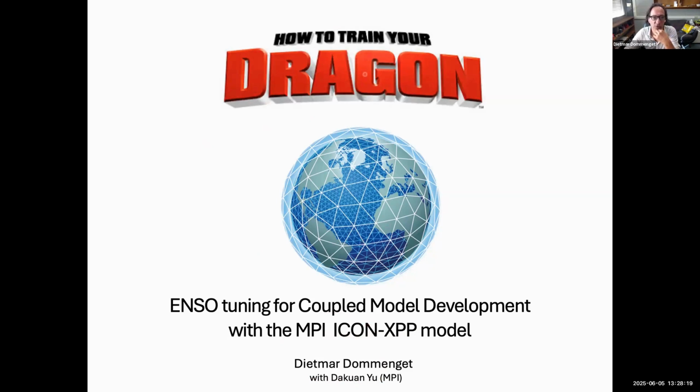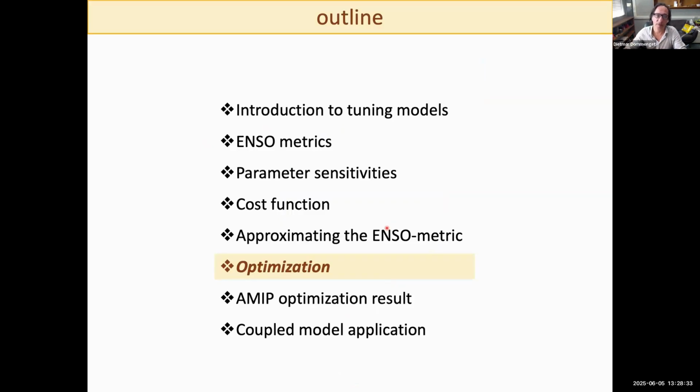My title, How to Train Your Dragon, is because I want to indicate that this model is kind of a beast and it's hard to control. And you will see that I cannot control it, or we cannot control it. But we're trying our best to make some progress.